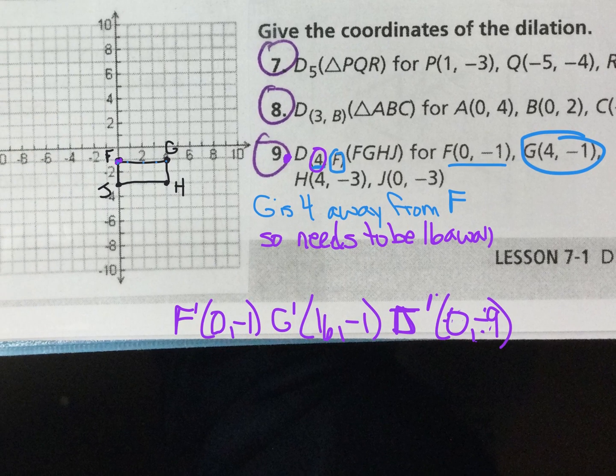So H is the hardest one, but not too bad. So H is 1, 2, 3, 4 away this way and 2 away that way. So if we multiply both of those by 4, this would become 16 away, and then 2 times 4 is 8.